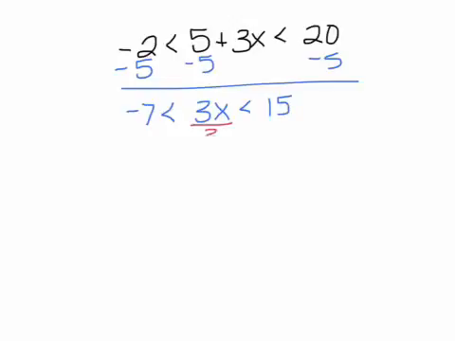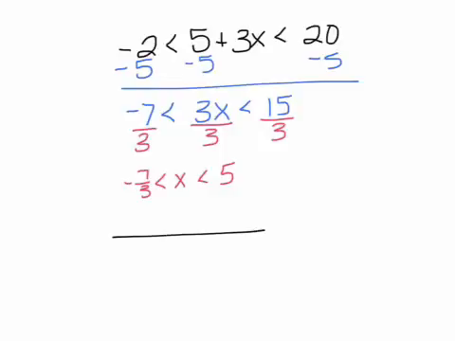Next up, I'm going to divide by 3. If I do it to the middle, I'll do it to the left. I do it to the right. So on the left, I get negative 7/3 is less than x is less than 5. If you are asked to put it in inequality notation or interval notation, let's go ahead and graph it.